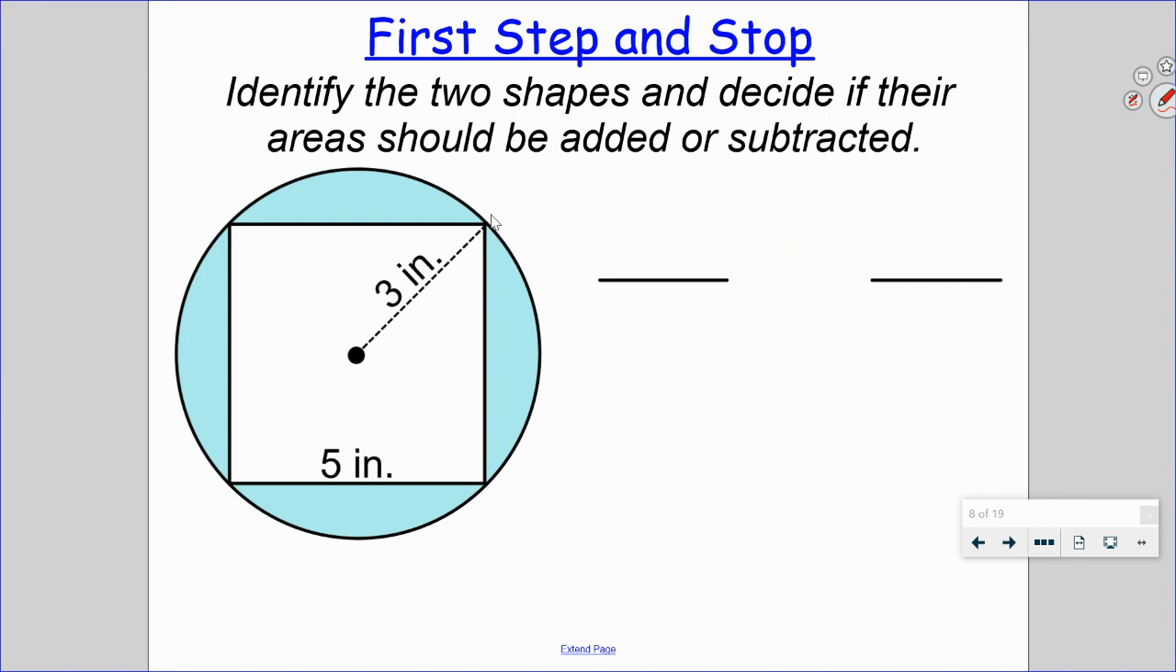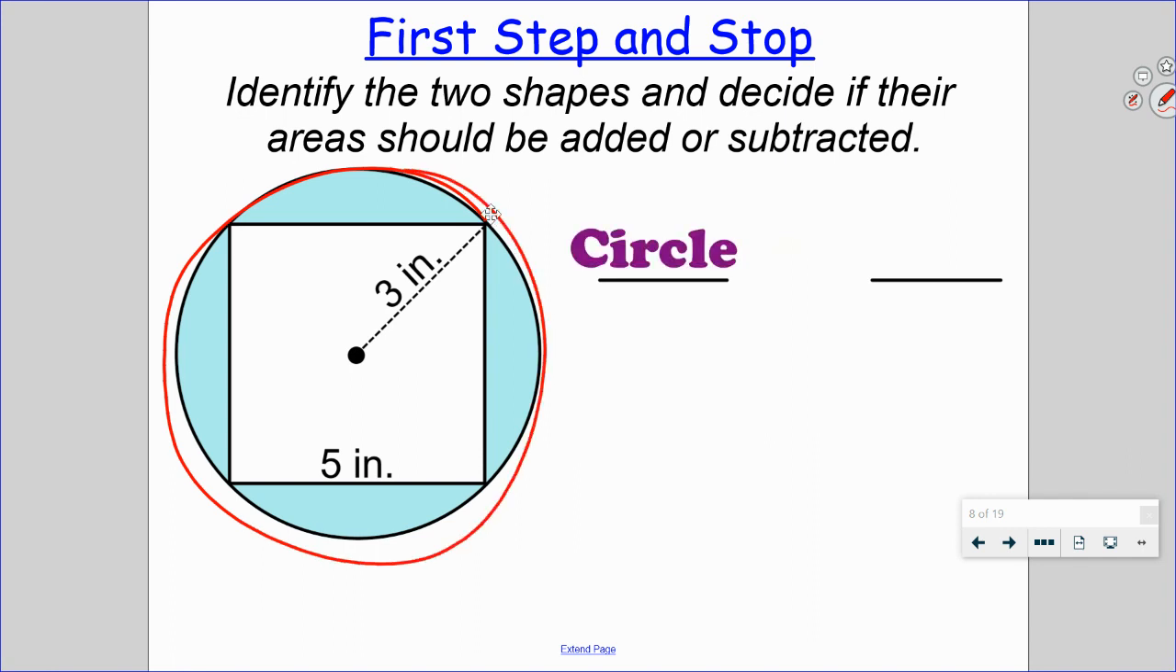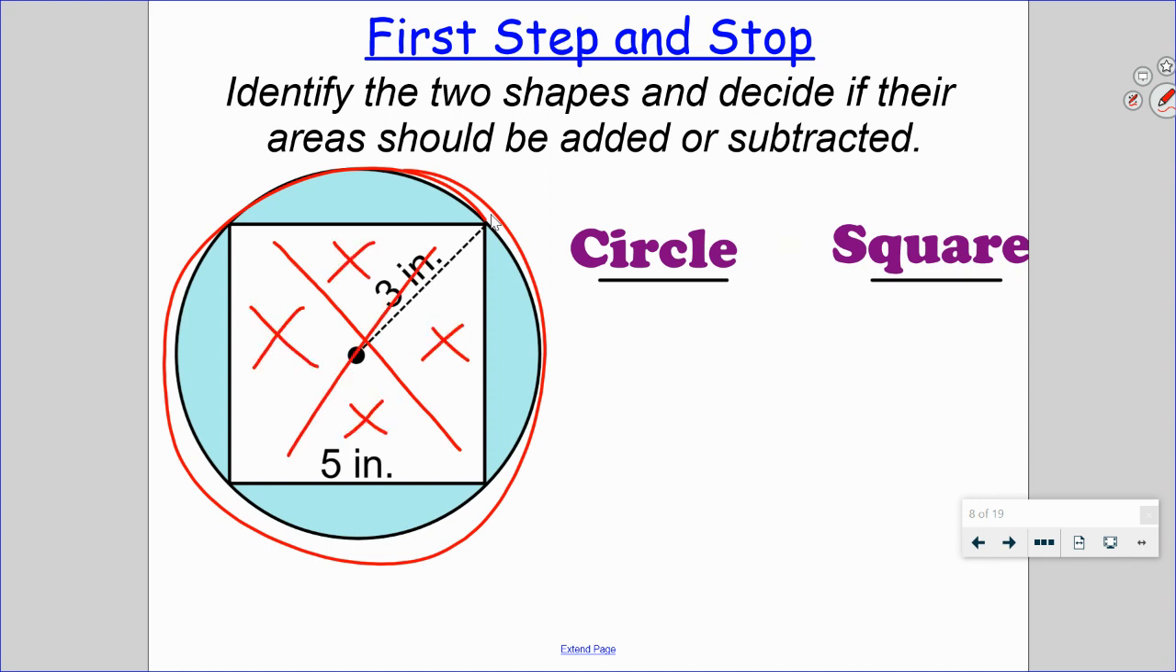If all we want is the shaded region, the light blue space is going to be shaded. What shape or shapes, and should we add or subtract? Well, I always start with the big one. Naturally, the big one's a circle. But if I found that full circle, I have a square in the middle, and that square is not needed. That's not blue. In other words, we don't need paint for that region. So that, ladies and gents, is an example of when you would subtract, when one part is not needed.